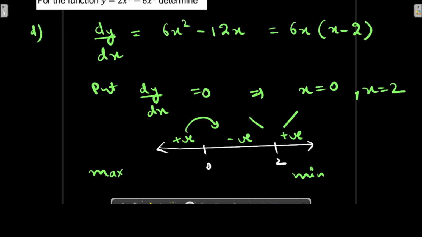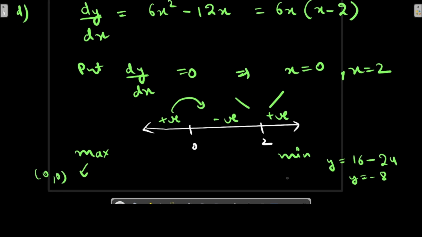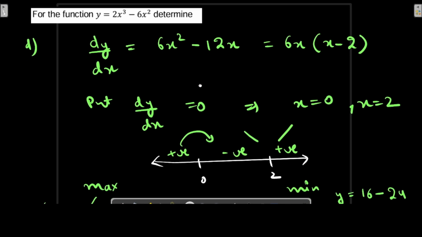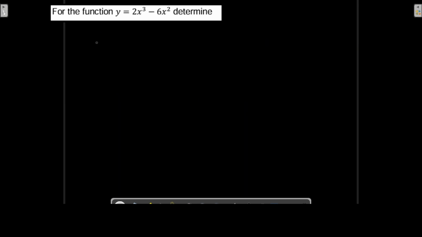So let's get the coordinates. At x is equal to 0, you are having y equal to 0, that's your max. And at x equals 2, you get y is equal to negative 8. So the minimum is at 2 comma negative 8. Fine. Next is the behavior at infinity. If you are a beginner, I suggest you take x values as 10, then go for 100, then go for 1000, then go for 10,000. You will get a y. What will be the y values?